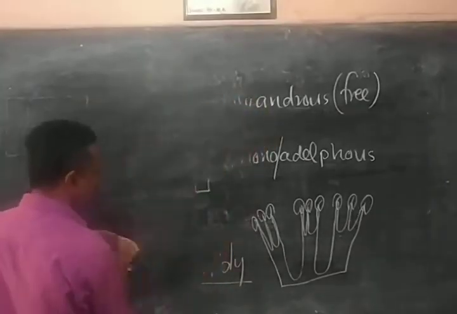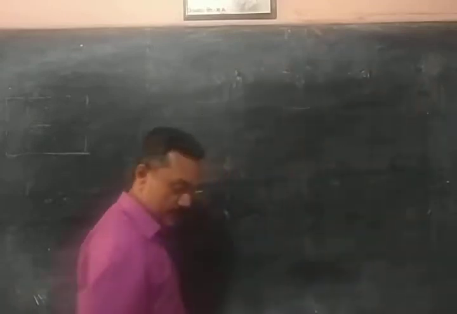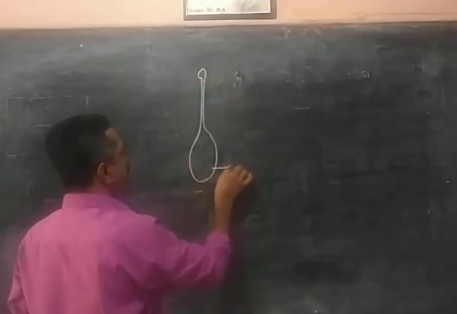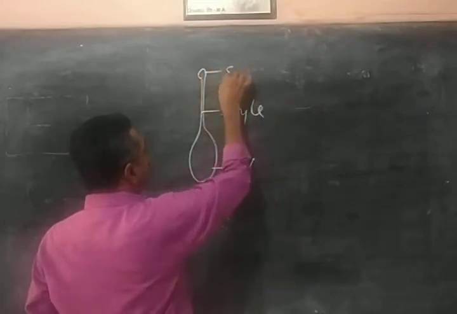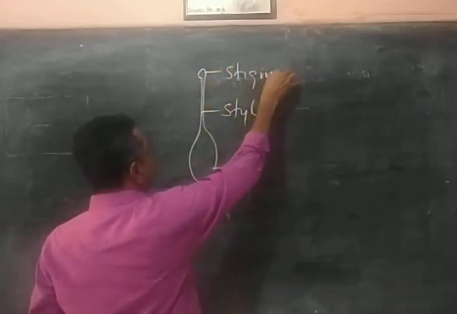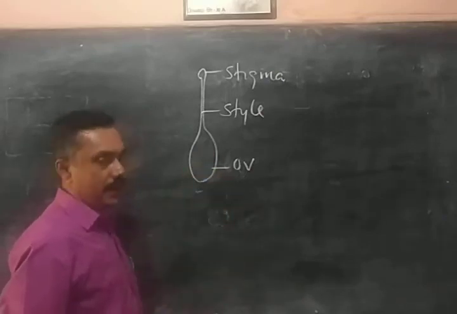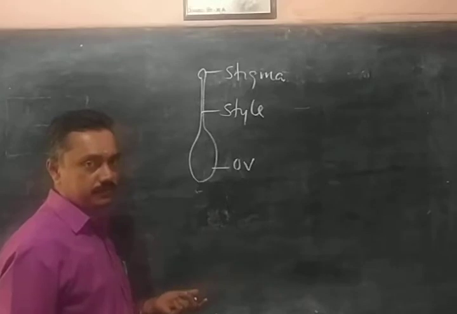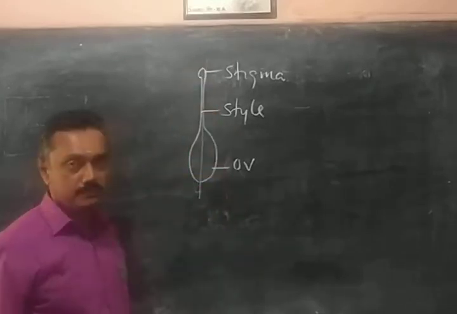Then comes gynoecium. You know, carpels are joined or free. You have studied that gynoecium consists of 3 parts. The basal round part is called the ovary, this is called the style, and this is called the stigma. And this gynoecium is made up of carpels. One piece is called one carpel.